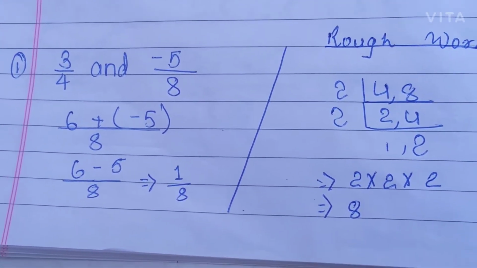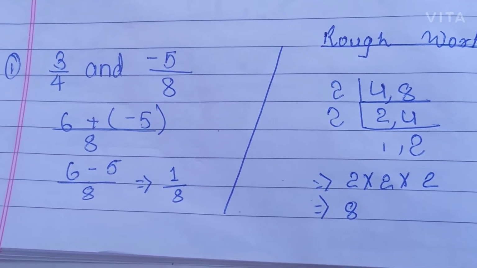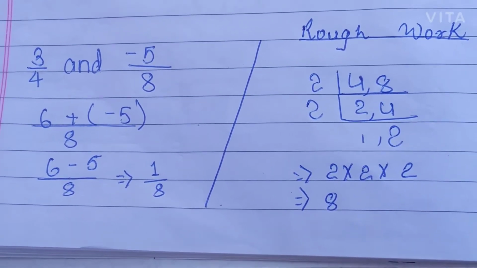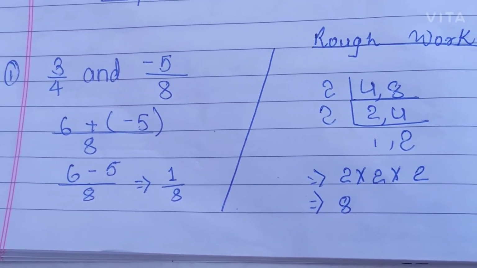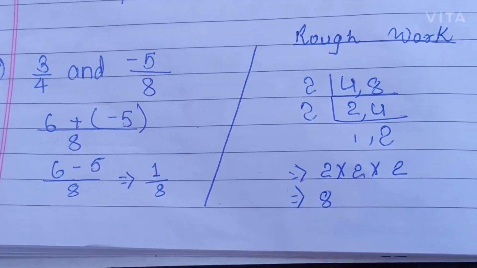So see the first question. Here it has been told to add 3 by 4 and minus 5 by 8. So here first we'll take the LCM. At the left side I showed how to take the LCM. So we'll take all the LCMs like this only. Okay. Now see, we have got the LCM 8.